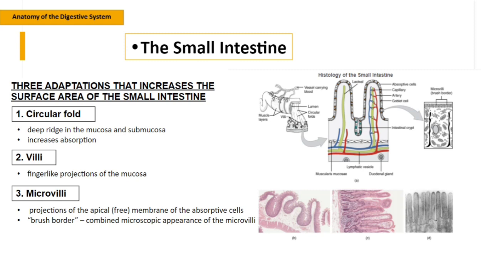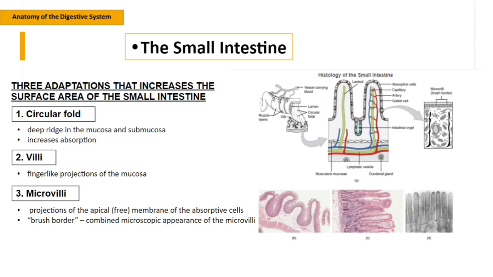Next, we also have finger-like projections of the mucosa known as villi. Then the third one is your microvilli, which are projections of the apical membrane of the absorptive cells. The combined microscopic appearance of microvilli is actually known as brush border. So if you will be looking at the microvilli under the microscope, parang iisa kasi yung kanilang appearance. Like hindi mo makikita yung mga specific na parang projections niya. And ang tawag doon sa combined microscopic appearance of the microvilli is brush border appearance.